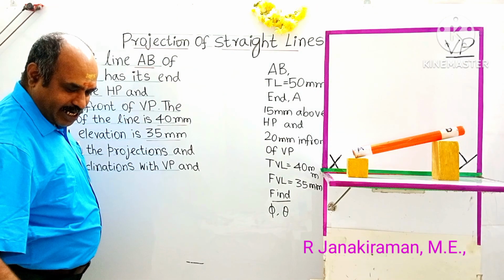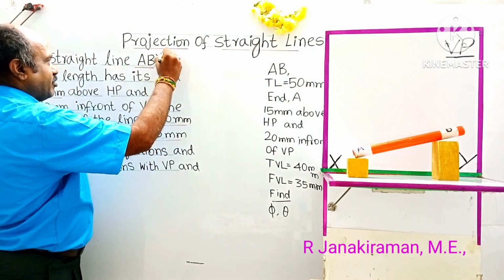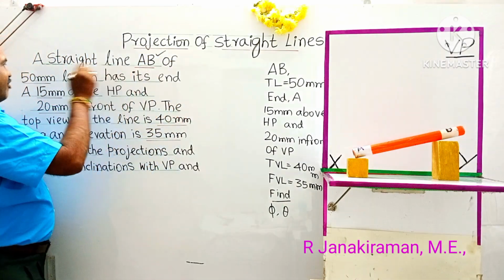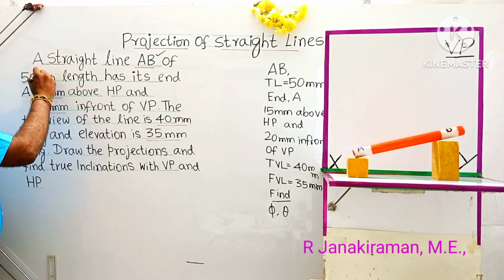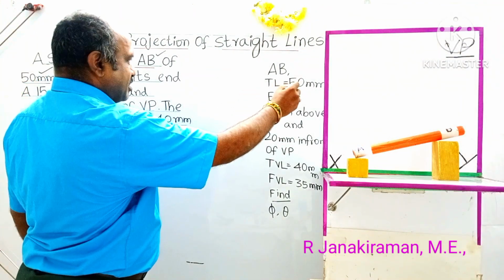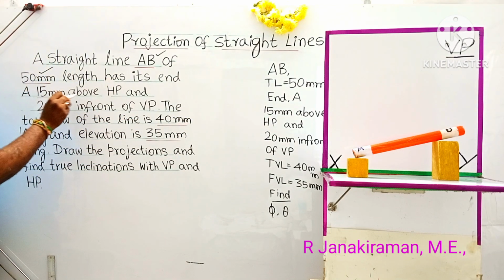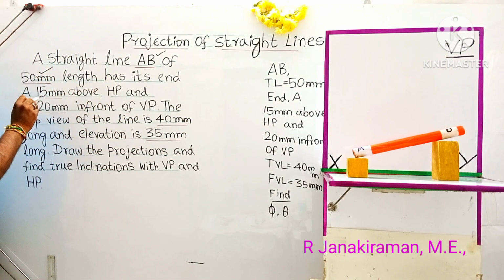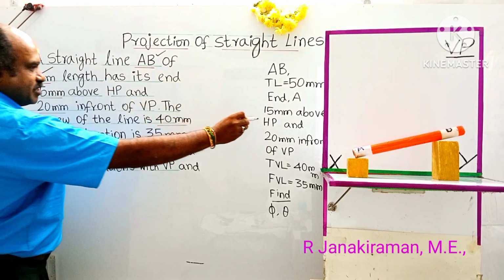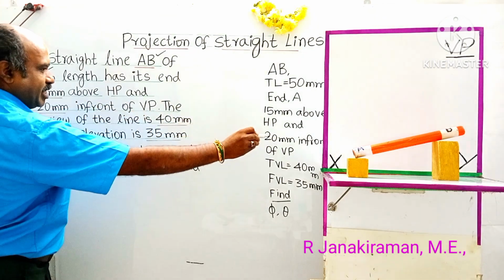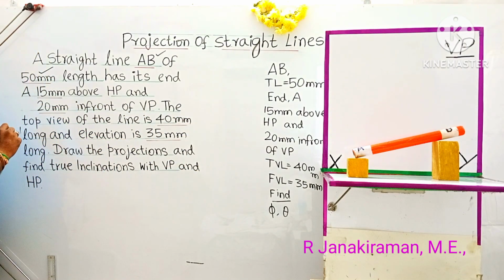Okay, first we will write the data given in the question on your drawing sheet. AB of 50 mm length. This will be the true length of the line. True length, 50 mm, is written on the side on the drawing sheet, and the end A is 15 mm above HP. 15 mm means 1.5 centimeter above HP and 20 mm in front of VP. Further, you read the question.